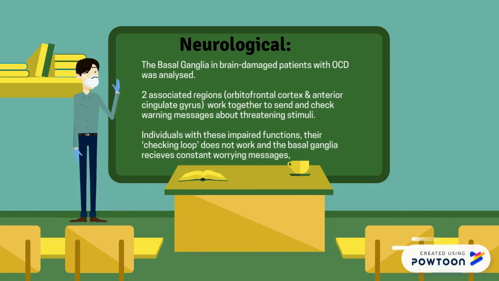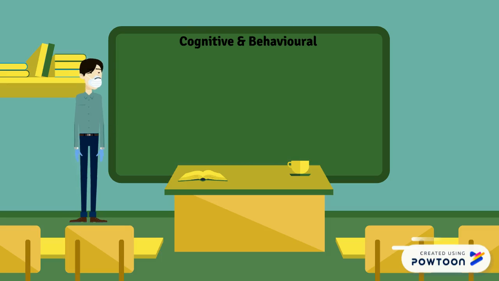The neurological explanation looks at the basal ganglia and two associated regions that work together. This is a check loop of worrying thoughts, and OCD individuals have it dysfunctional.